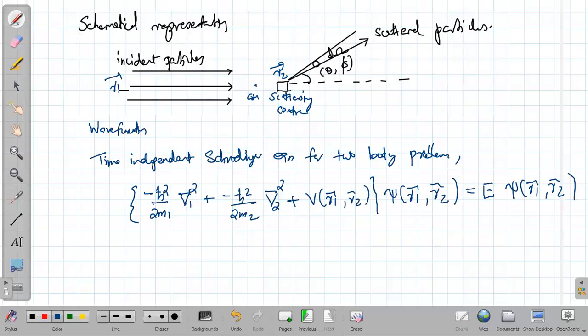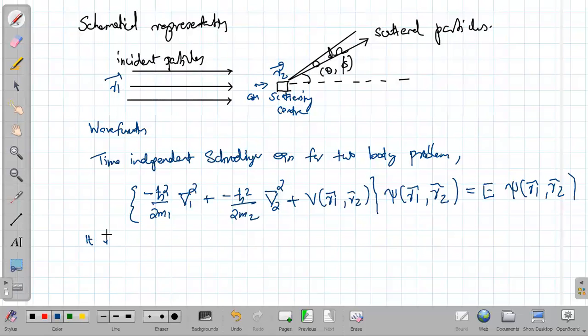What would happen is, when the incident particle moves towards the right, the center of mass will shift towards the right. So if you look from the center of mass frame, you can see that the incident particle is coming from the left and the scattering center is coming from the right side. Now it is a two body problem.